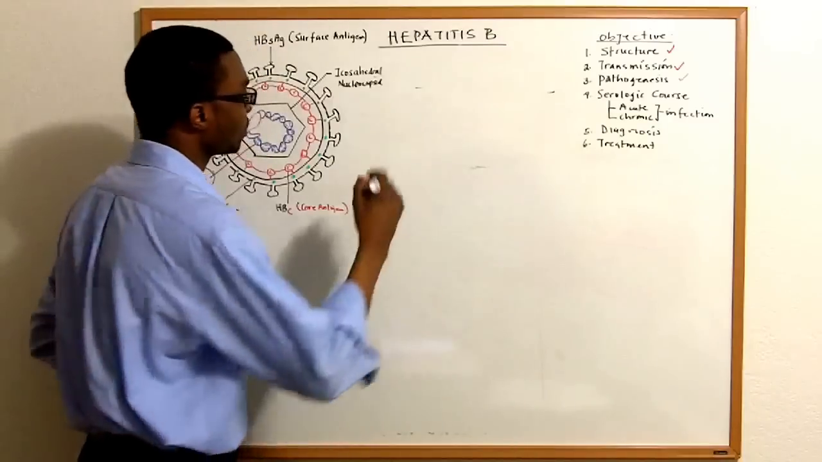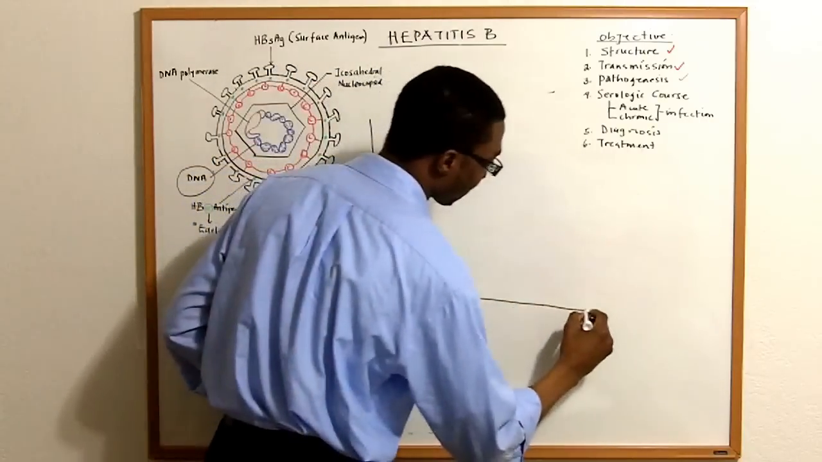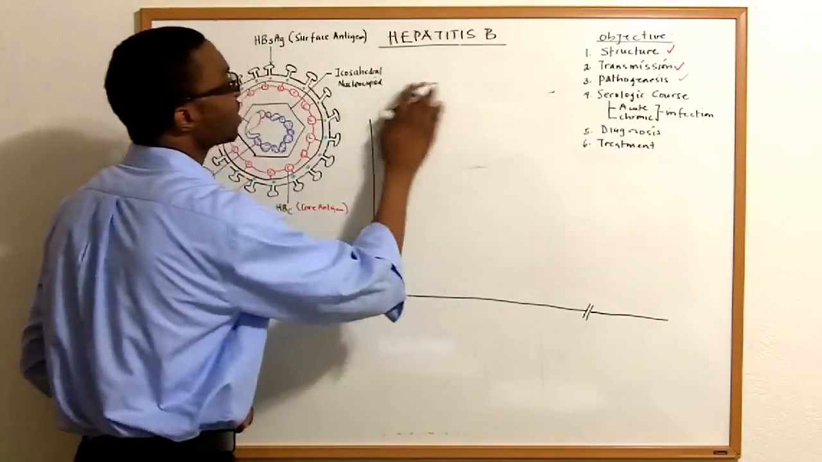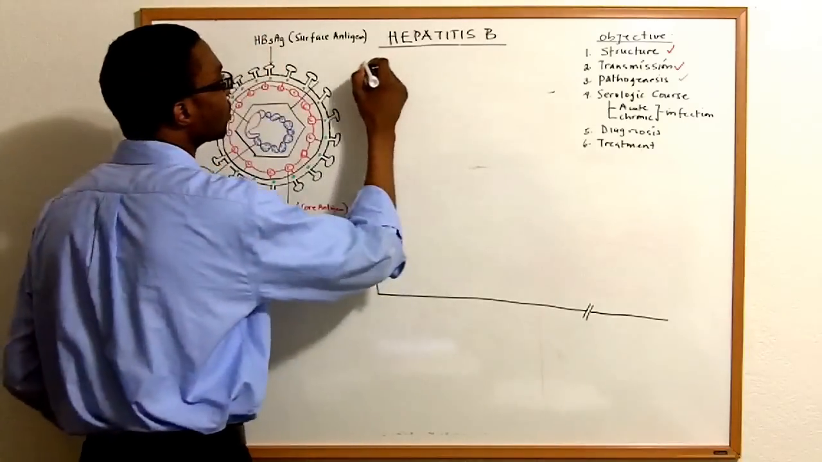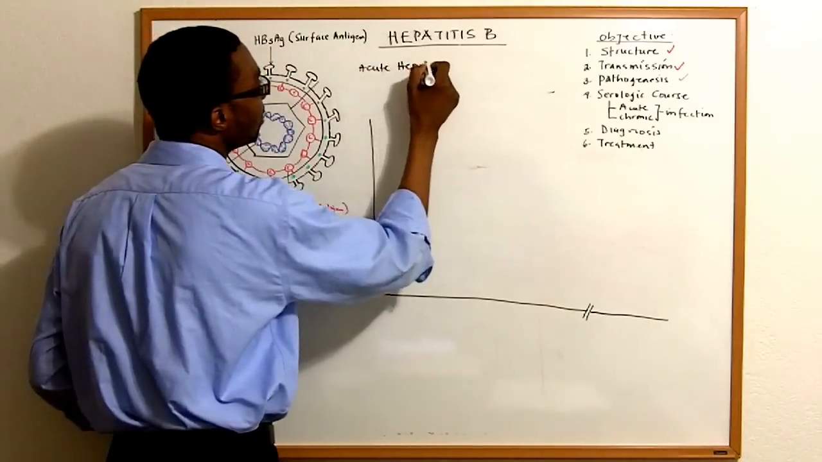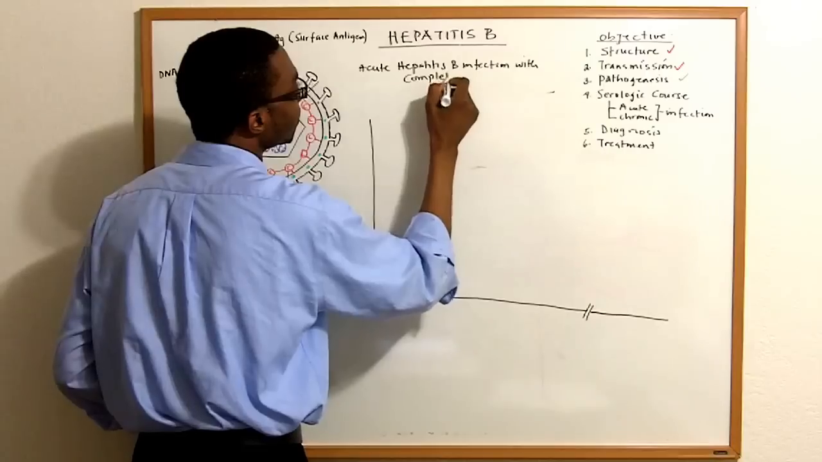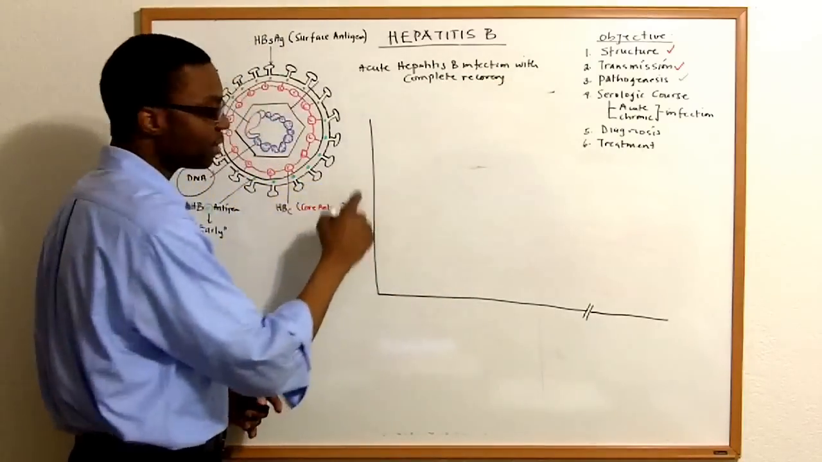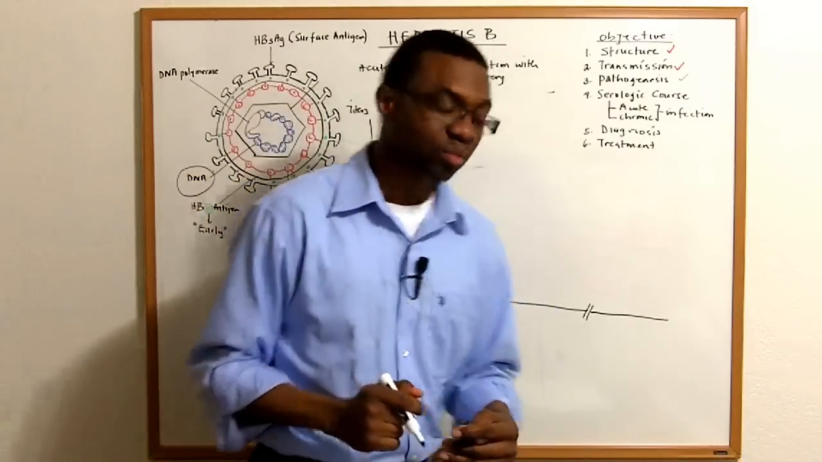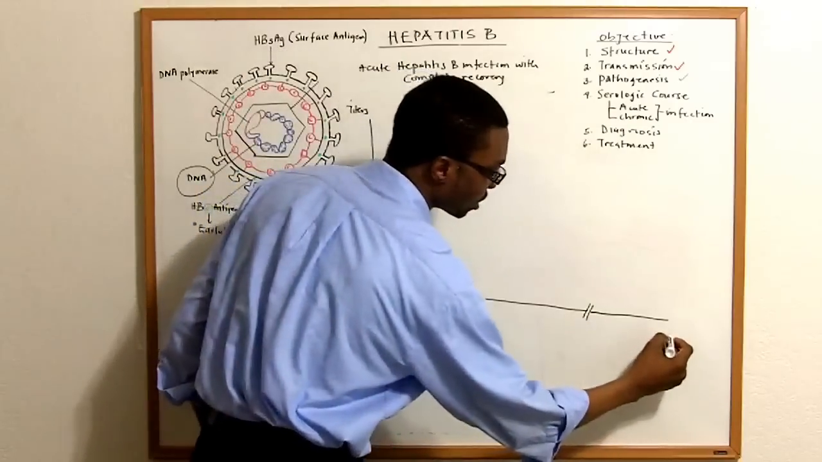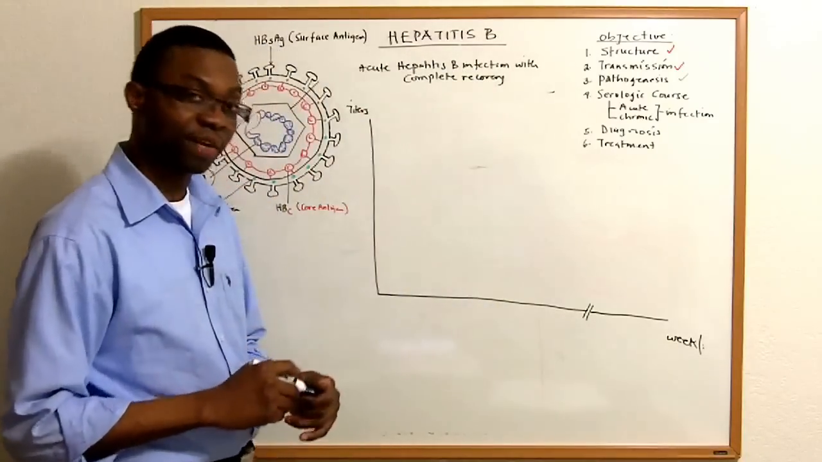Using a graph. Now, this is a graph that I'm drawing out to represent an acute hepatitis B infection that a patient actually recovered from. So this is an acute hepatitis B infection with complete recovery. On the y-axis are going to be titers, which means the viral titers. On the x-axis, we're going to put weeks or months, preferably weeks, of how a patient has an infection of hepatitis B.